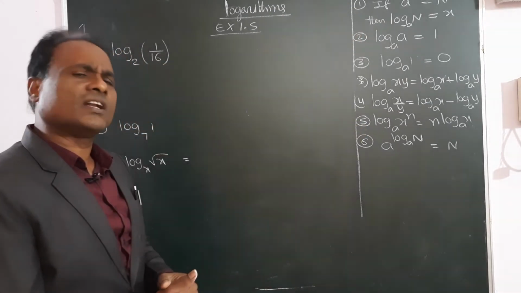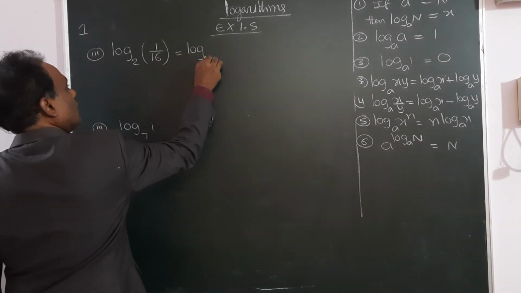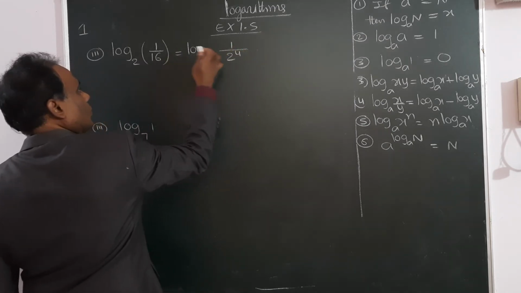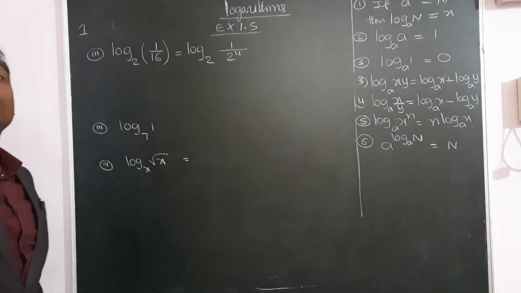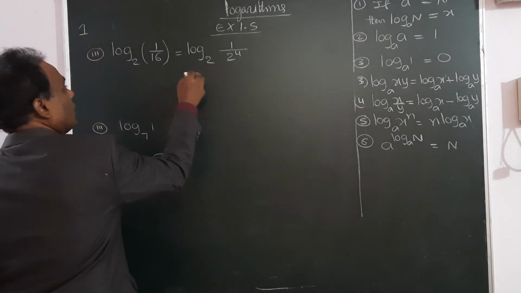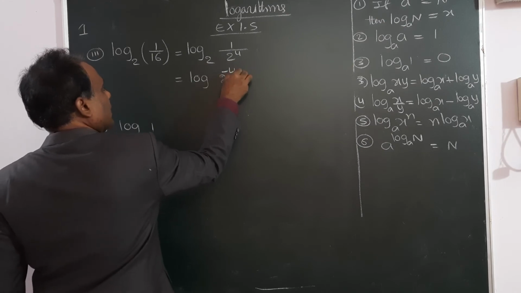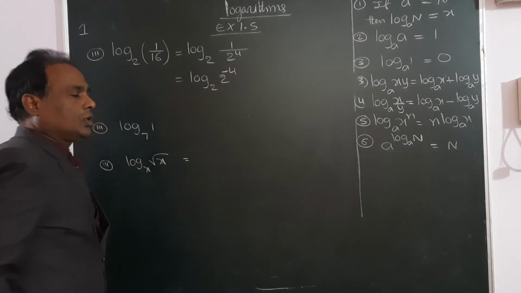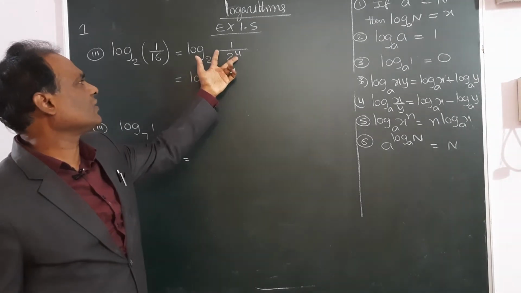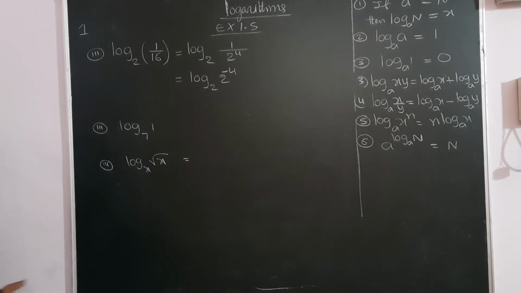So how I am simplifying this, look at it carefully. I am writing 16 as 2 power 4. 2 into 2 is 4, 4 into 2 is 8, 8 into 2 is 16. 16 can be written as 2 power 4. So you know the concept of these exponents. 1 by 2 power 4 can be written as 2 power minus 4 to base 2. If you take it into the numerator, this plus 4 will become minus 4. You studied these exponents and powers concepts in the lower classes.